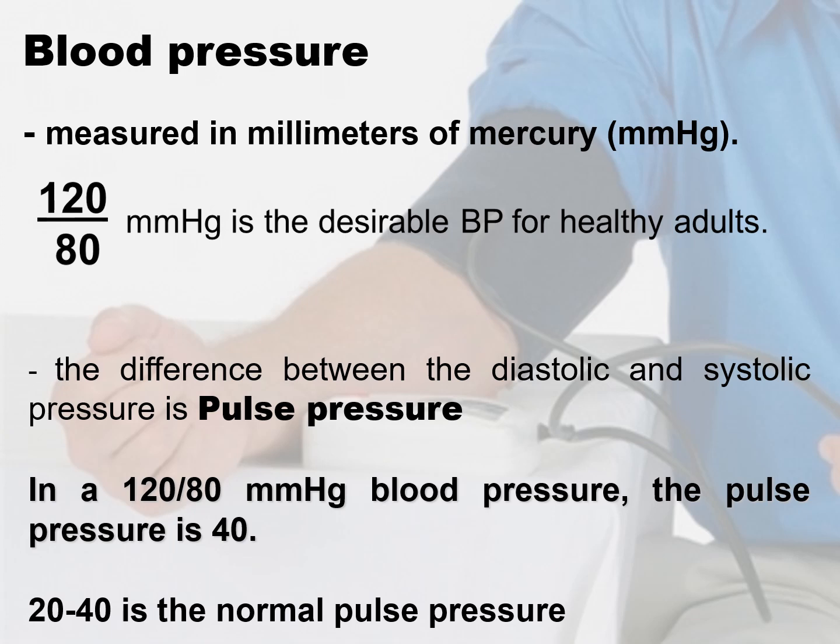The difference between systolic and diastolic pressure is the pulse pressure. So for example, for a blood pressure of 120/80, the pulse pressure is 40. So 20 to 40 is the normal pulse pressure.